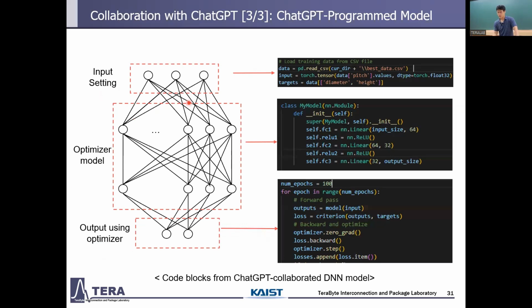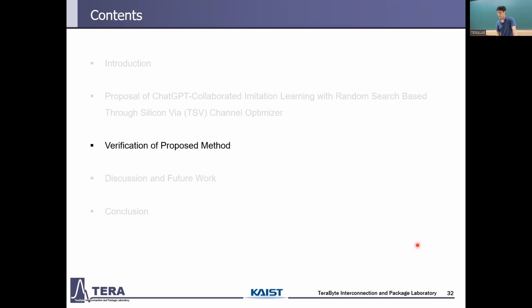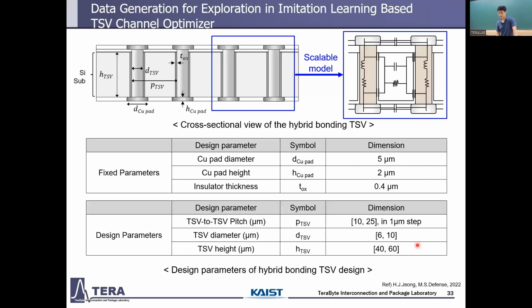So the input setting is like this, and then the optimizer model, this is the neural network here, and then this is the output, and this is iteration and output, and then I got the output. So to verify my model, whether this is actually a plausible thing or not.